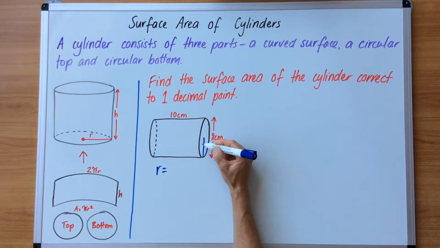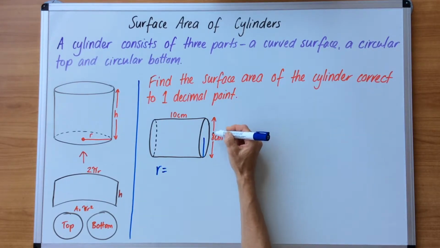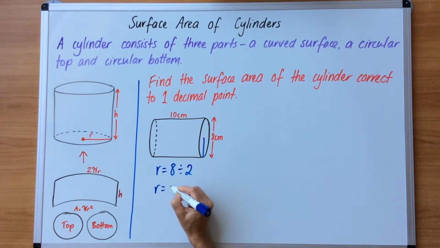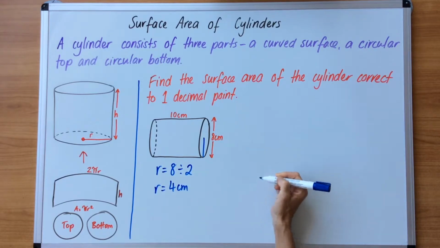So the radius goes halfway and the diameter goes all the way through the circle. So I'm going to half that. 8 divided by 2, radius equals 4 centimeters.